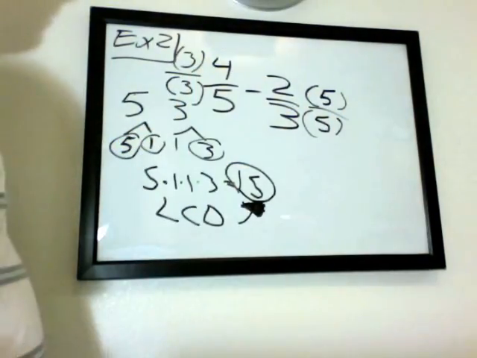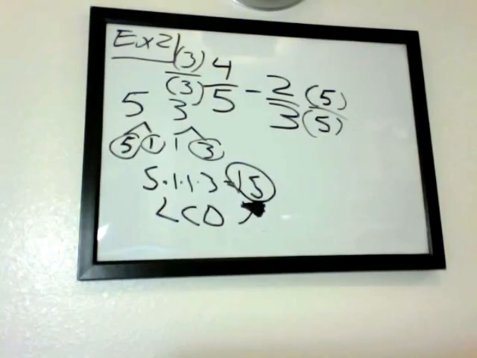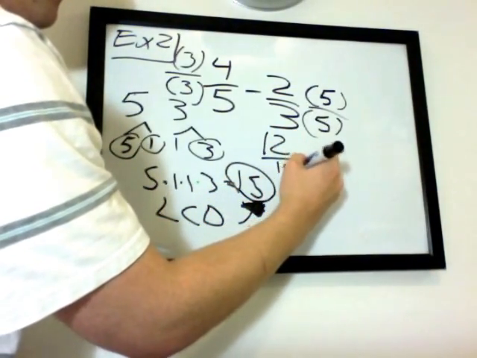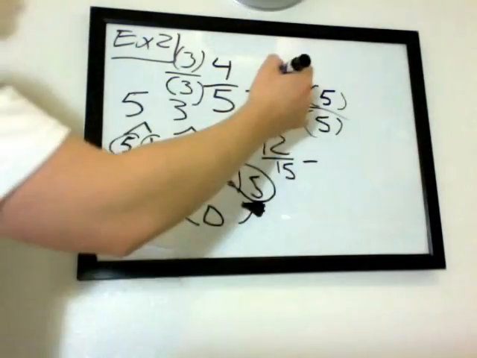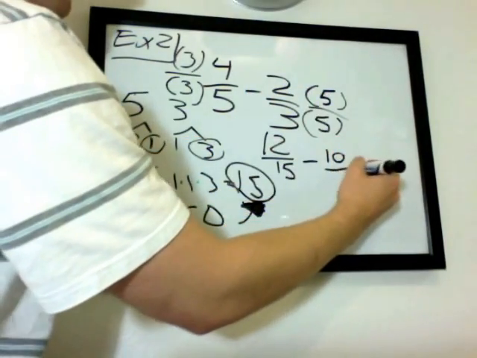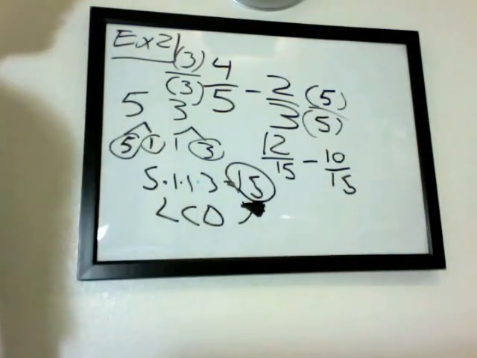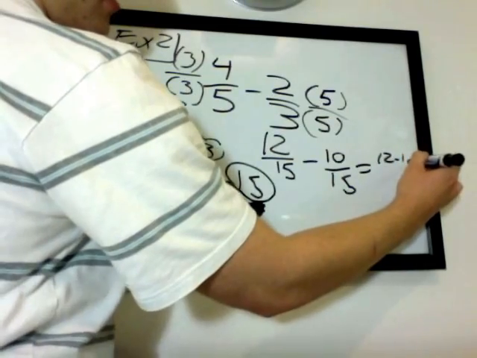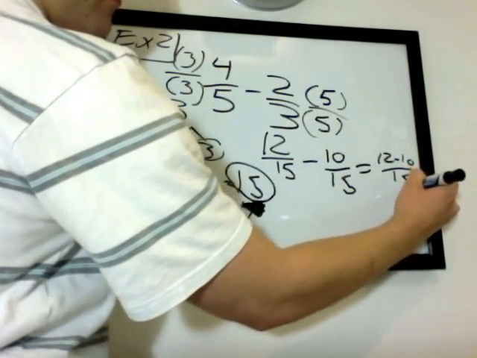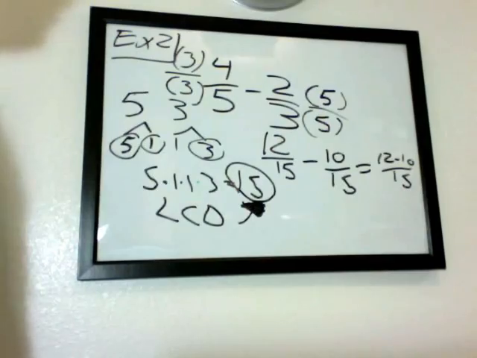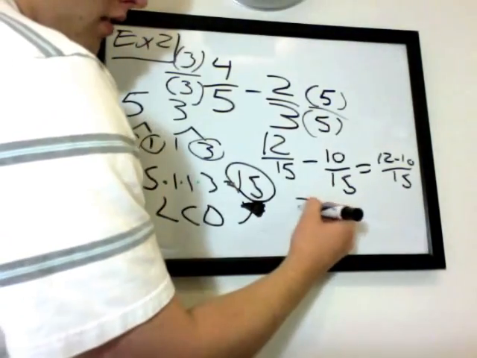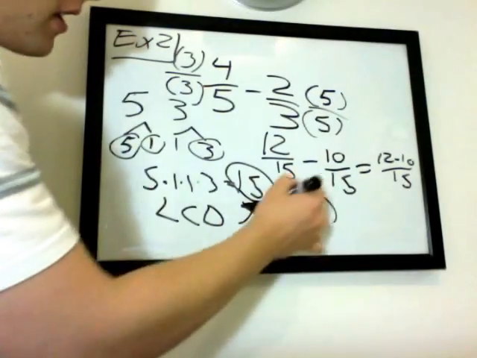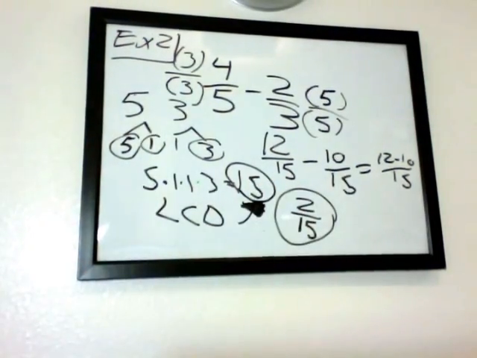Okay, multiply that out. 4 times 3 is 12 over 15 minus 2 times 5, 10 over 15. You can write this also as 12 minus 10 over 15. So 12 minus 10 gives you 2/15. And this will be your final answer. You can't simplify that because there's a prime in there.